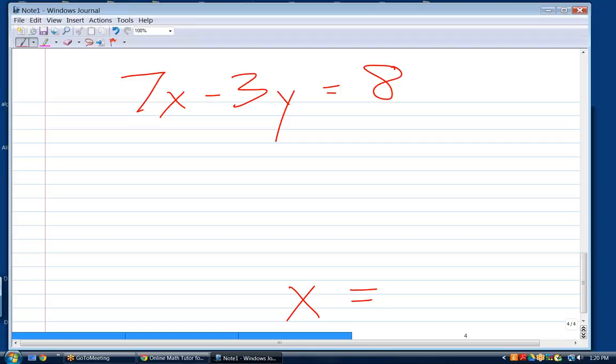Wouldn't you minus 7? I'm trying to isolate that to begin with. So, in other words, the second to last step is going to be this. How do I get 7x all by itself on the left side? You would plus 3y.